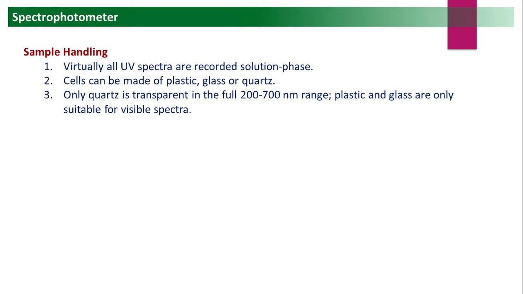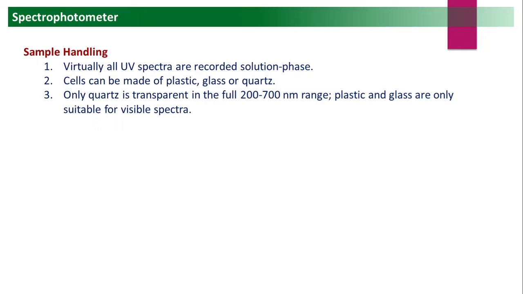Now we will see sample handling. Virtually all UV spectra are recorded in solution form. So the sample whose UV visible spectrum is to be determined should be in solution form, soluble in a proper, dilute solvent. Then cells can be made of plastic, glass or quartz. Whatever the sample holder, it is called a cuvette, and it can be made from plastic, glass or quartz.